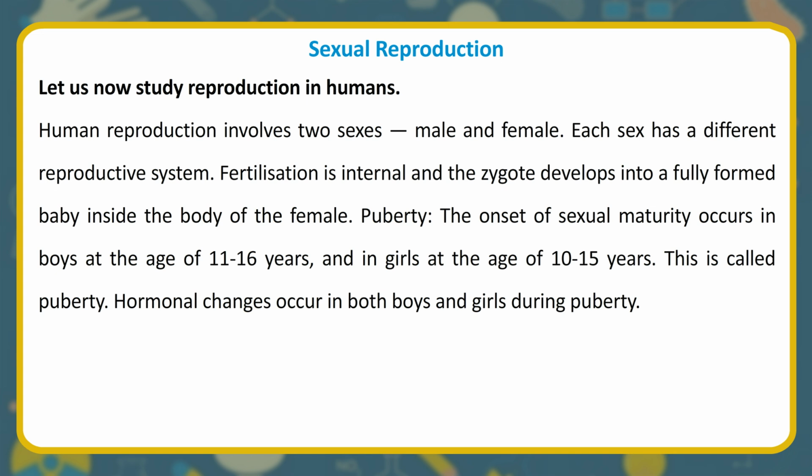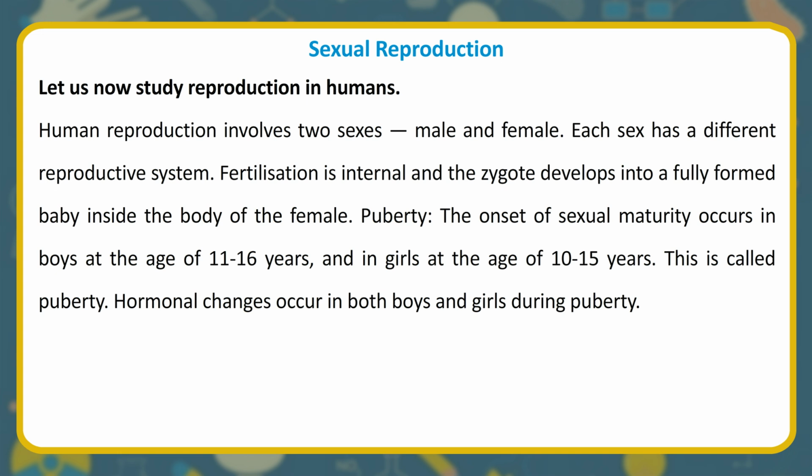Let us now study reproduction in humans. Human reproduction involves two sexes, male and female. Each sex has a different reproductive system. Fertilization is internal and the zygote develops into a fully formed baby inside the body of the female. Puberty, the onset of sexual maturity, occurs in boys at the age of 11 to 16 years, and in girls at the age of 10 to 15 years.